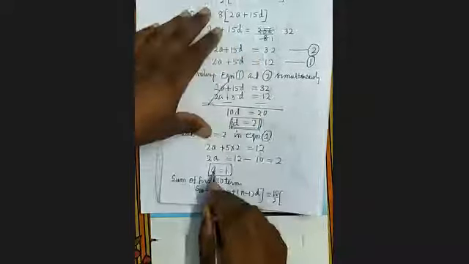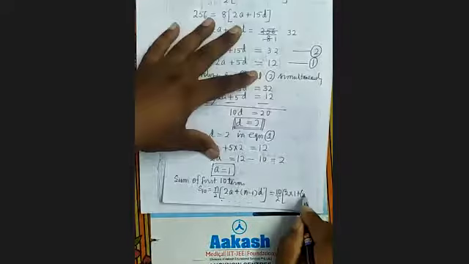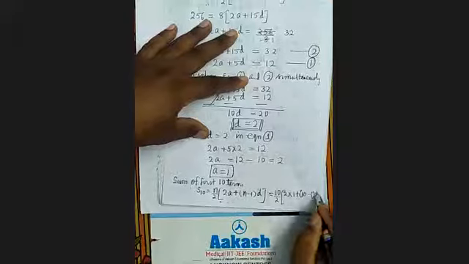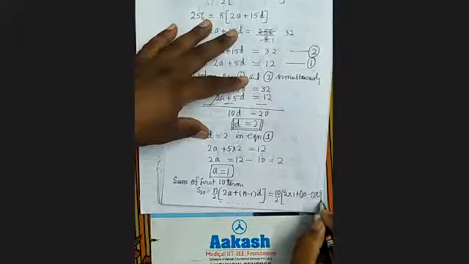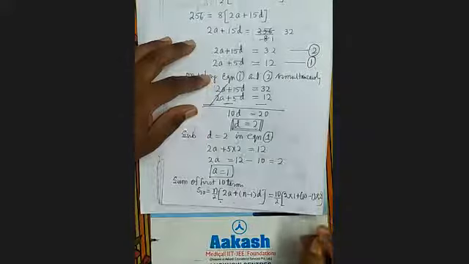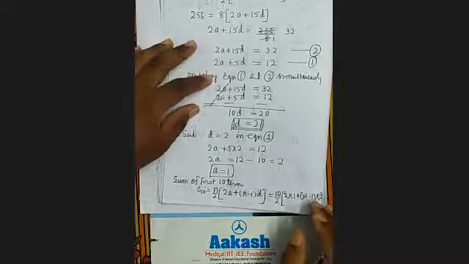2a is 2 into 1, plus 10 minus 1 into d, how much is d? 2. So now you can do it. You will do it, right? Yes, sir.